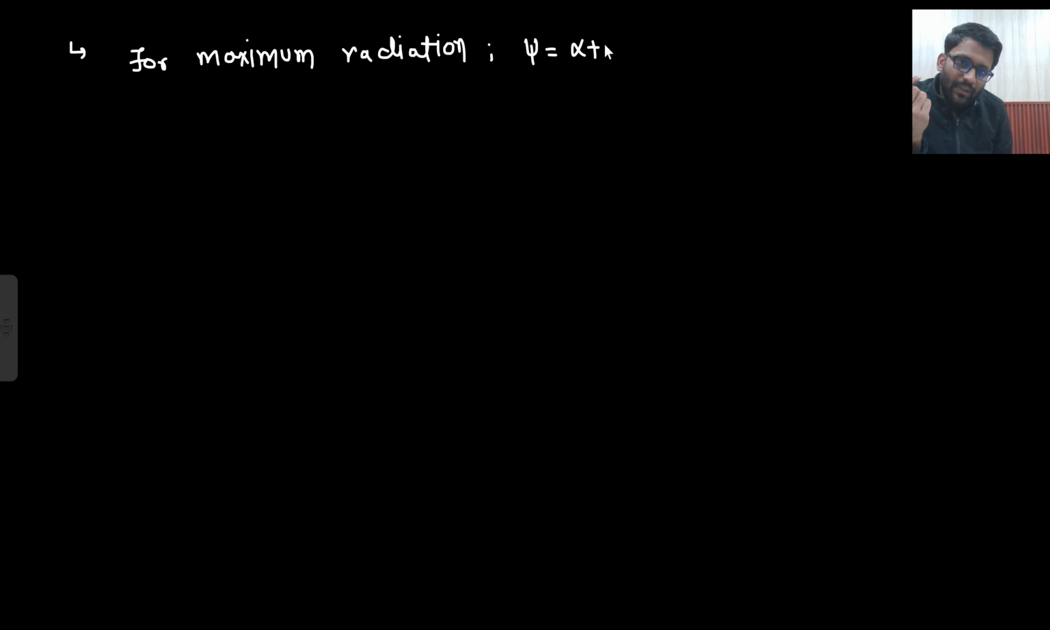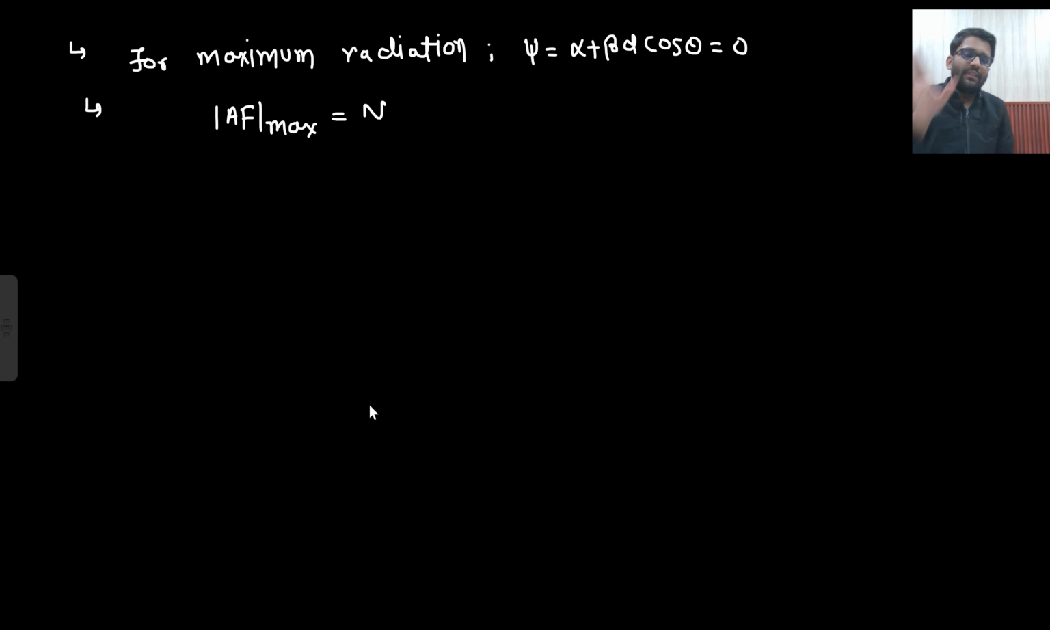For maximum radiation, your phi, that is alpha plus beta d cos theta, should be equal to 0, and AF max is equal to n. So these are the conclusions.